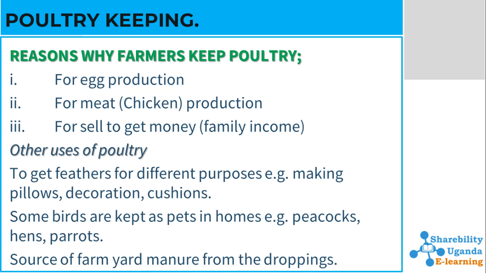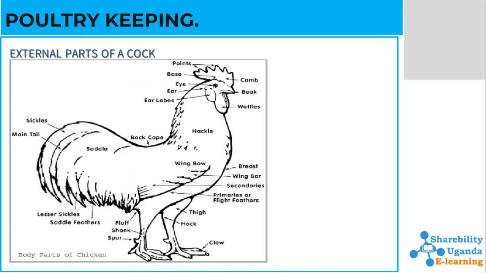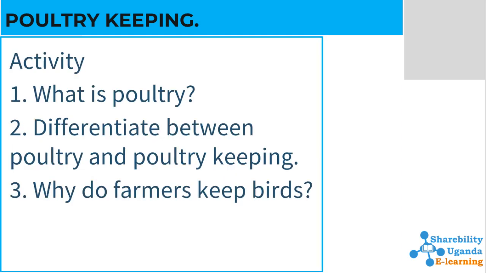And the poultry are also sources of farmyard manure. Their wastes are used as manure in our gardens. Some external parts of a cock or a bird include the thigh, the cock, stipples, maintail, saddle, earlobes, beak, among others.